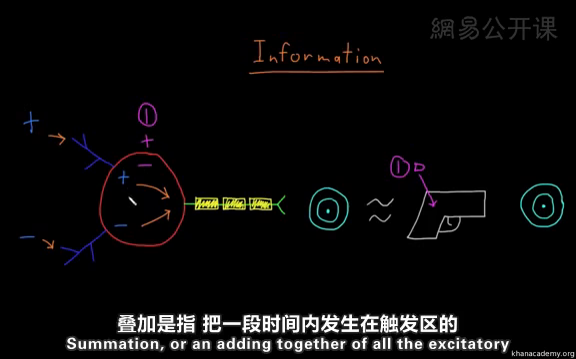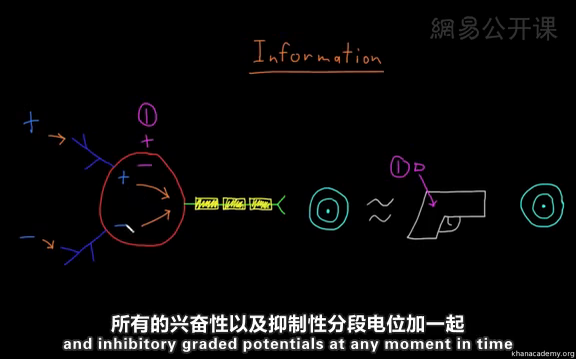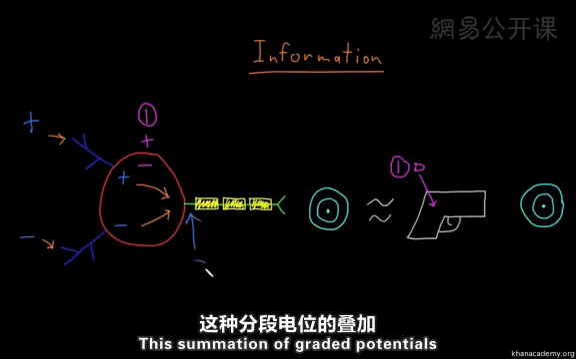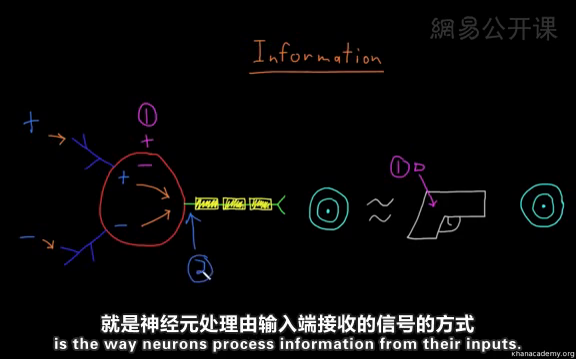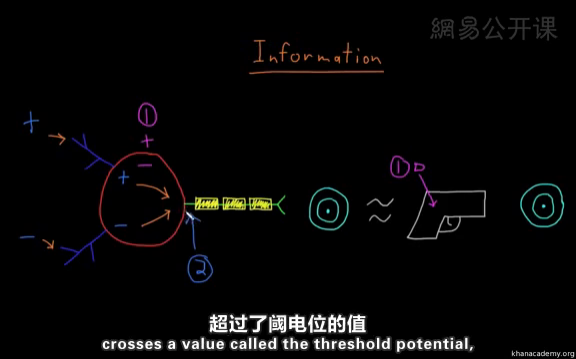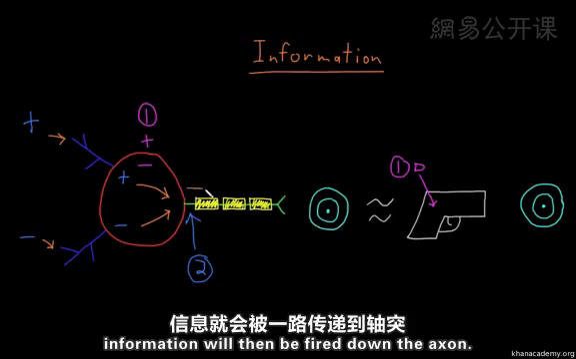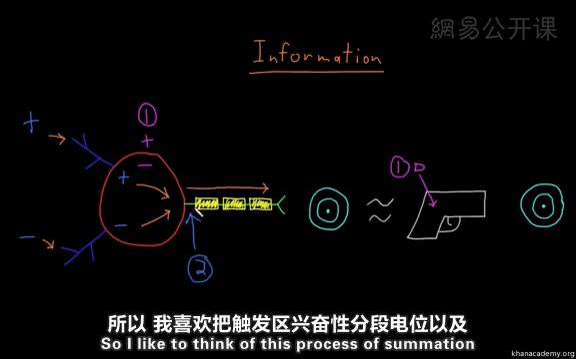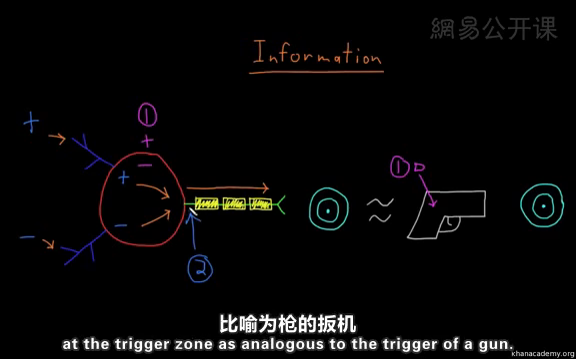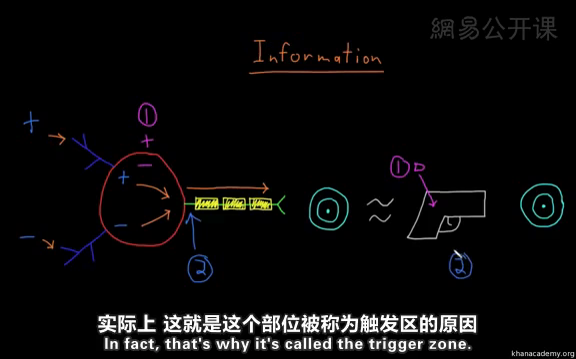Summation, or an adding together of all the excitatory and inhibitory graded potentials at any moment in time, occurs at the trigger zone, the axon initial segment right here. This summation of graded potentials is the way neurons process information from their inputs. If the membrane potential at the trigger zone crosses a value called the threshold potential, information will then be fired down the axon. So I like to think of this process of summation of the excitatory and inhibitory graded potentials at the trigger zone as analogous to the trigger of a gun. In fact, that's why it's called the trigger zone.